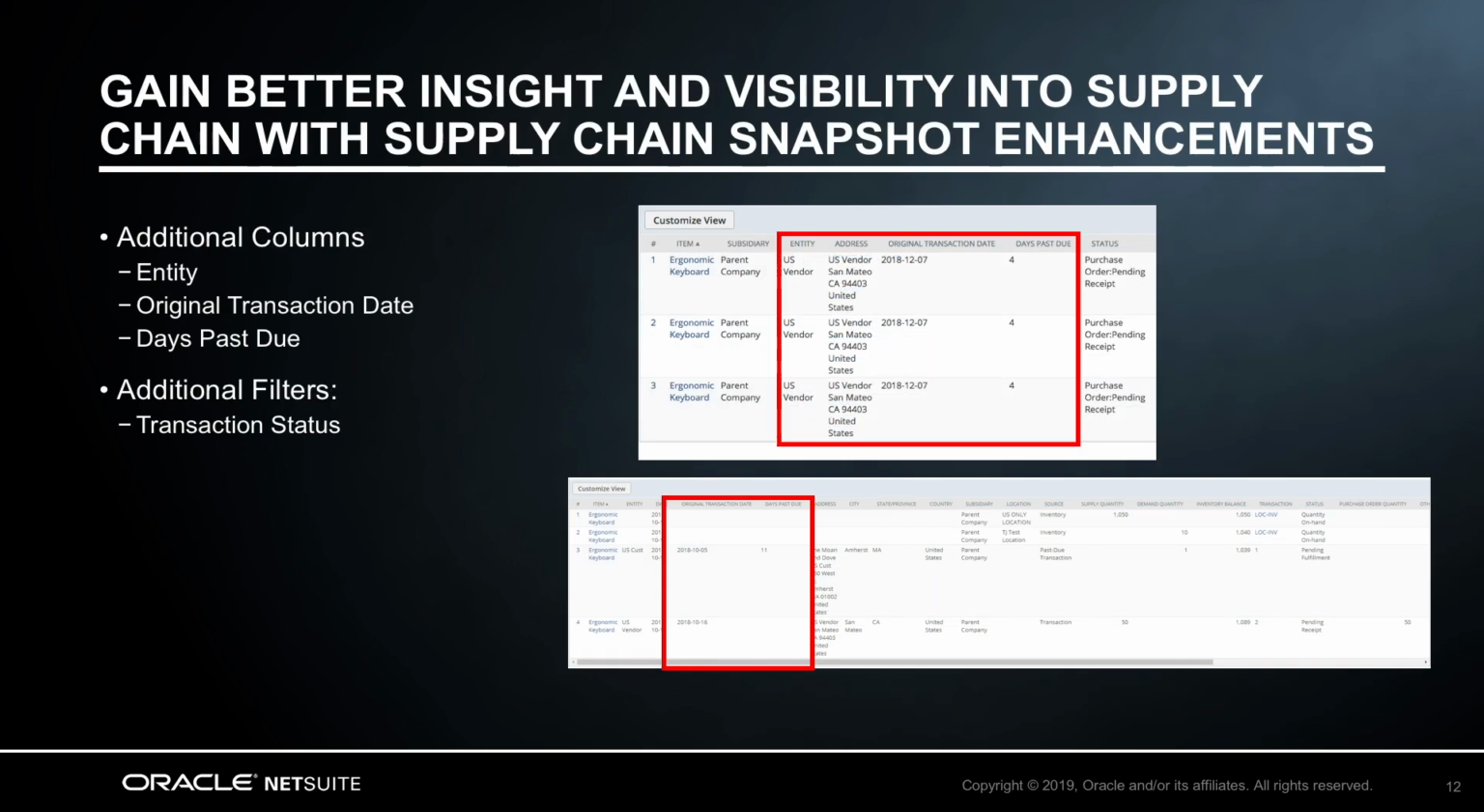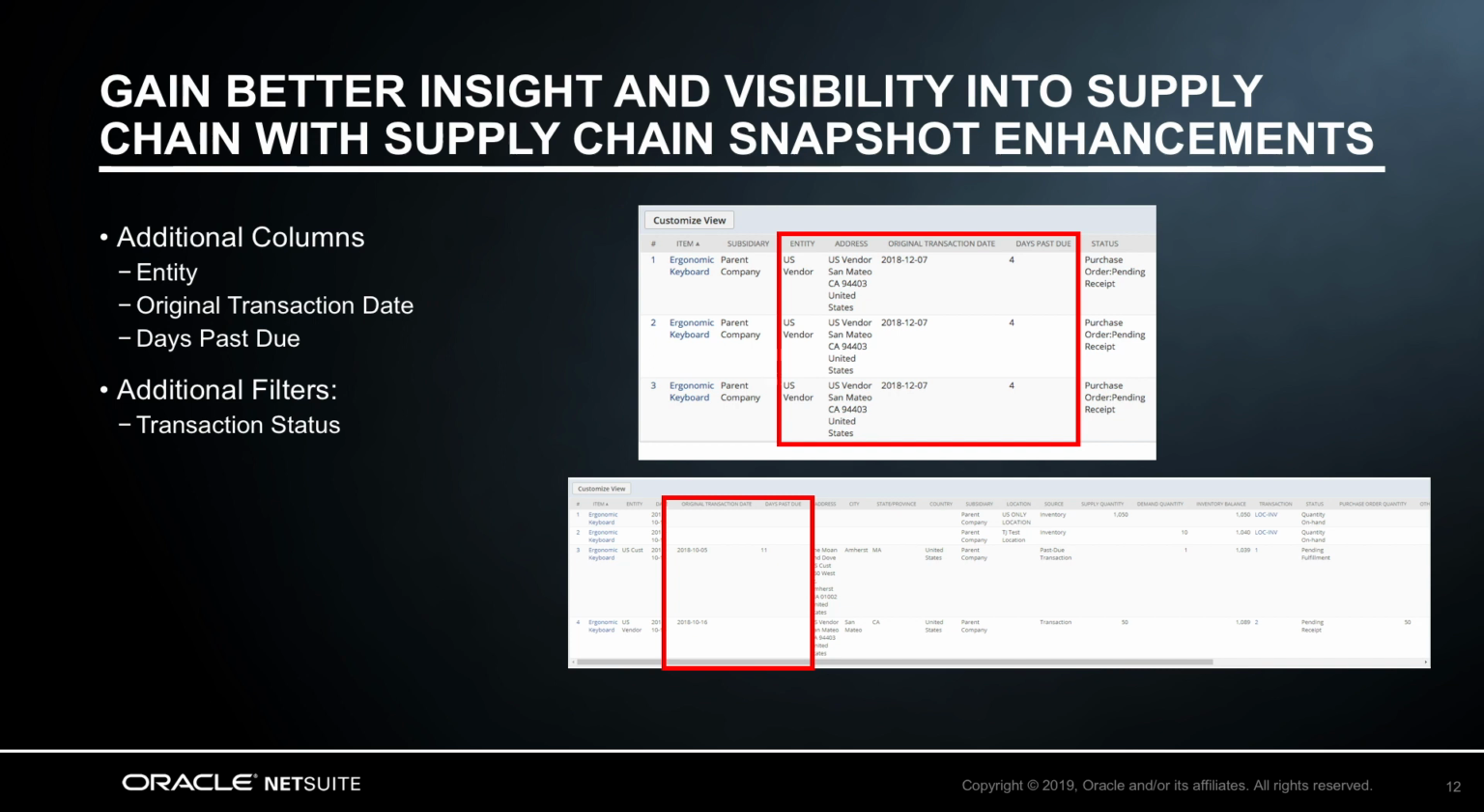The Supply Chain Snapshot was recently introduced as a part of the Supply Chain Control Tower to provide customers a single screen with a global view of their supply chain-related transactions. In the 19.1 release, we've made a number of additional fields available to further enhance this powerful feature.